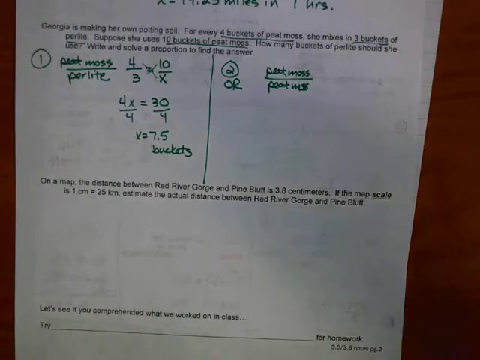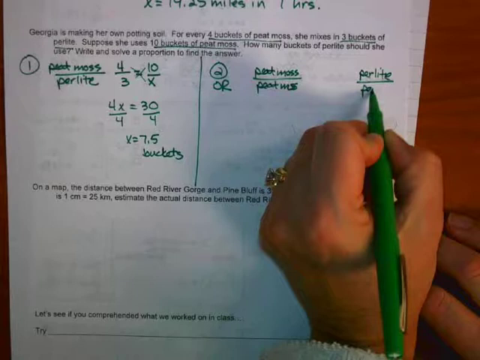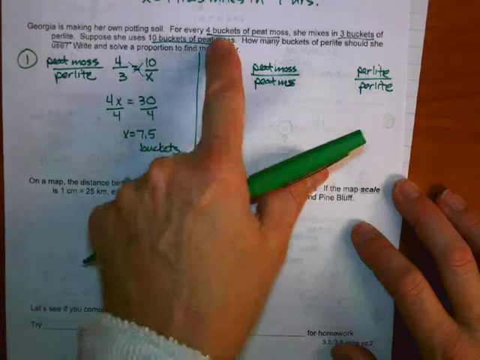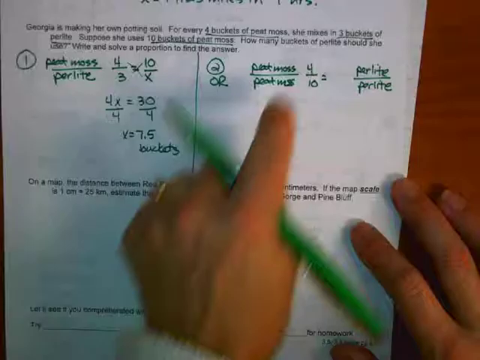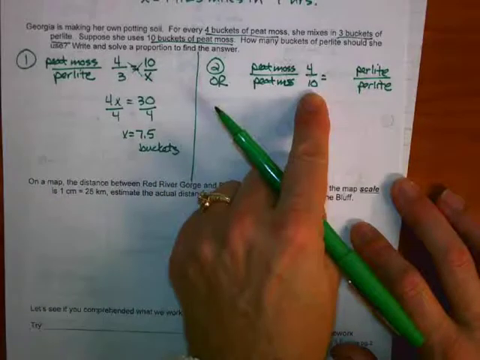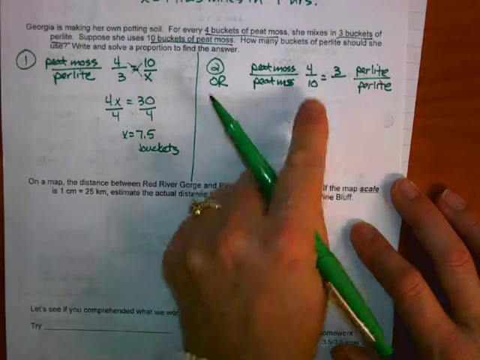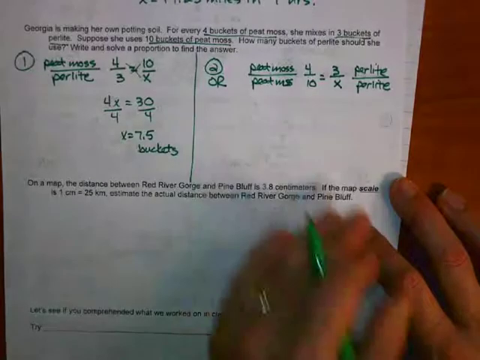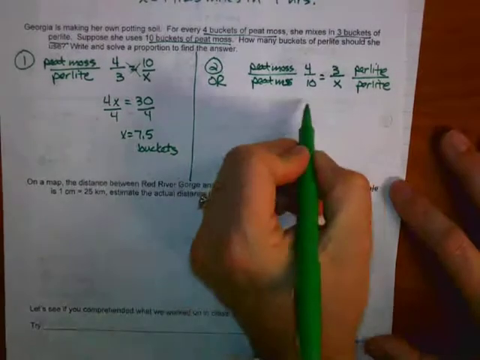Thank you. Okay, peat moss over peat moss and perlite over perlite. So let's set these up. If I do peat moss over peat moss, here she has 4 buckets of peat moss to 10 buckets of peat moss. When she had 4 buckets of peat moss, she had 3 buckets of perlite. When she had 10 buckets of peat moss, we don't know how much perlite she had. So this is another way to set it up, and it's perfectly acceptable. As long as you're putting things in the right spot, you're going to end up with the same answer.